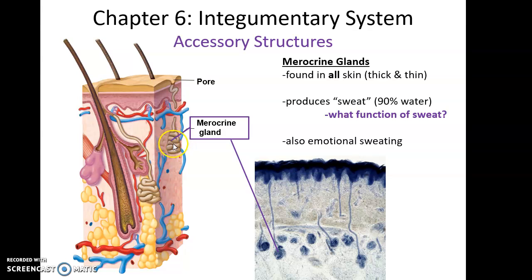All right, then we have eccrine glands. Eccrine glands are sweat glands. They have a long duct going to the surface. They are found in all skin, thick and thin, and they produce what we think of as sweat. Sweat is 90% water, and sweat is, of course, produced to help cool us off. That's why we produce sweat. The water from the sweat evaporates and pulls heat away from the body.